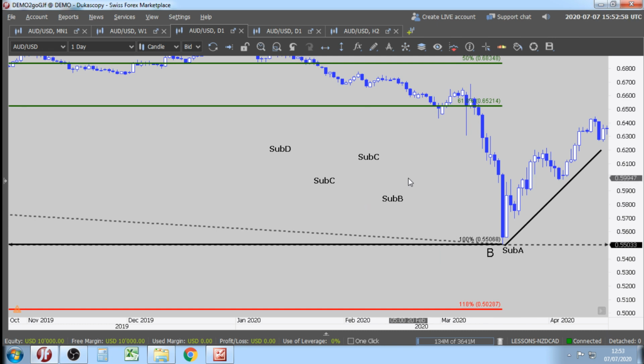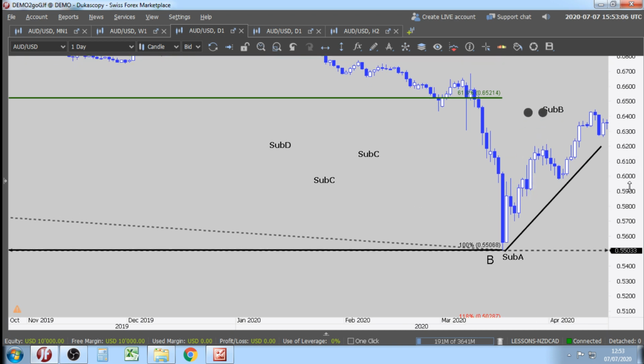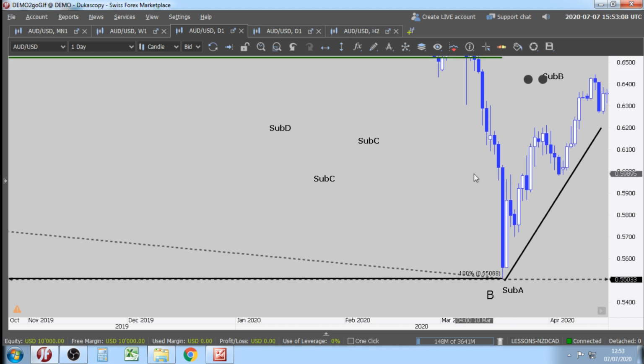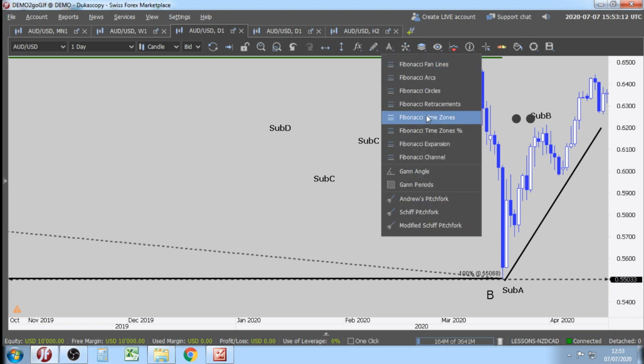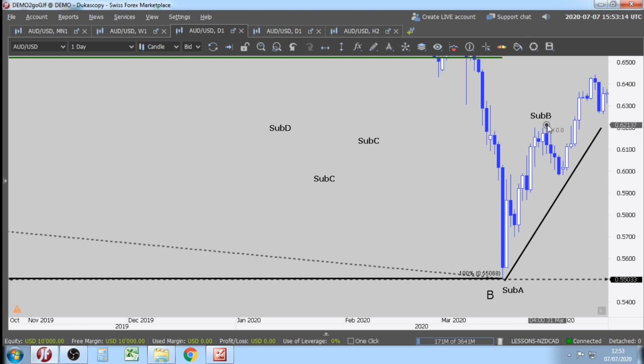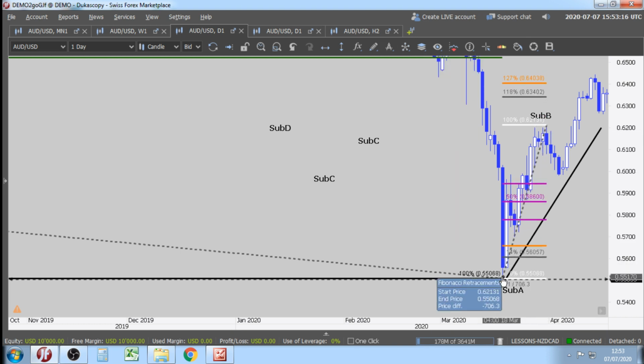Now what is my sub B? Again, the same rules apply. The sub B is the first high as soon as possible after the A. So this is my sub B up in here. I just draw my Contrarian Fibonacci, using the Fibonacci retracement tool with different colors.